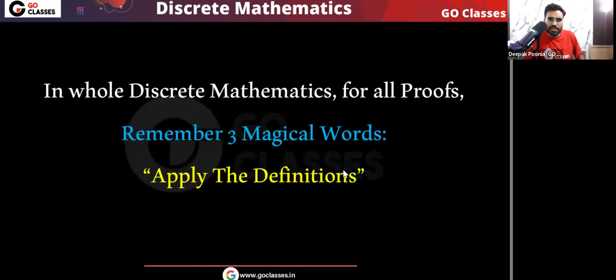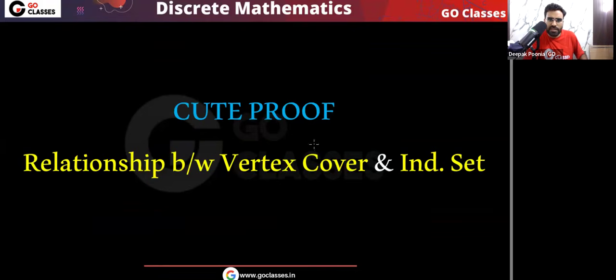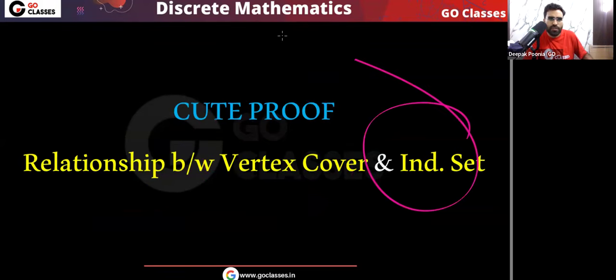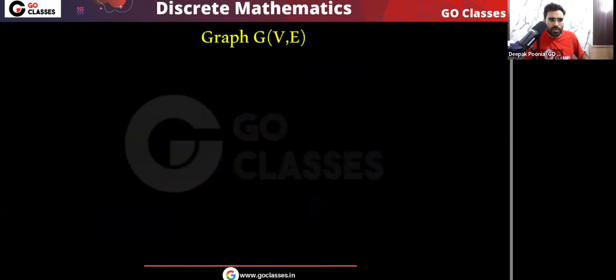So remember, in this cute proof, we are going to just apply the definitions, nothing else. We will apply the definition of vertex cover. We will apply the definition of independent set. So let me share with you this cute proof.